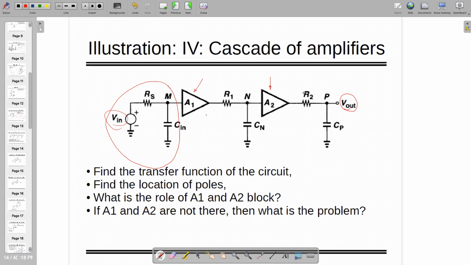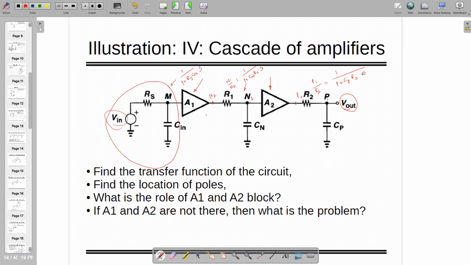In that case, V out by V in is nothing but a cascading of stages. So we can see that here to here, we already learned that 1 plus Rs C in times S. Here, going from here to here, only between these 2 points, let's call it N2 and let's call it N1. N1 by N2 is equal to 1 by 1 plus Cn R1 times S, and let's call this one as P1 and P2. So P1 divided by P2 becomes 1 by 1 plus Cp R2 times S.